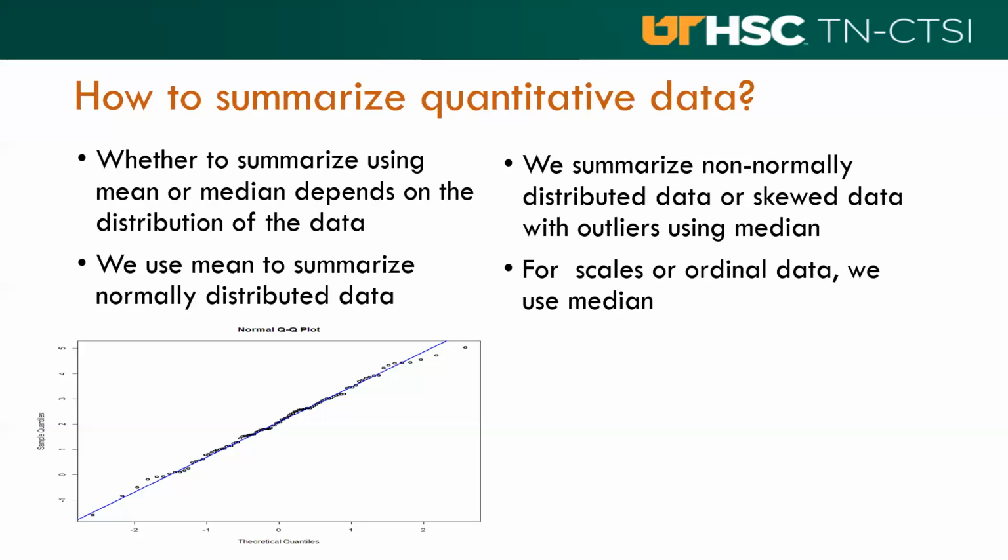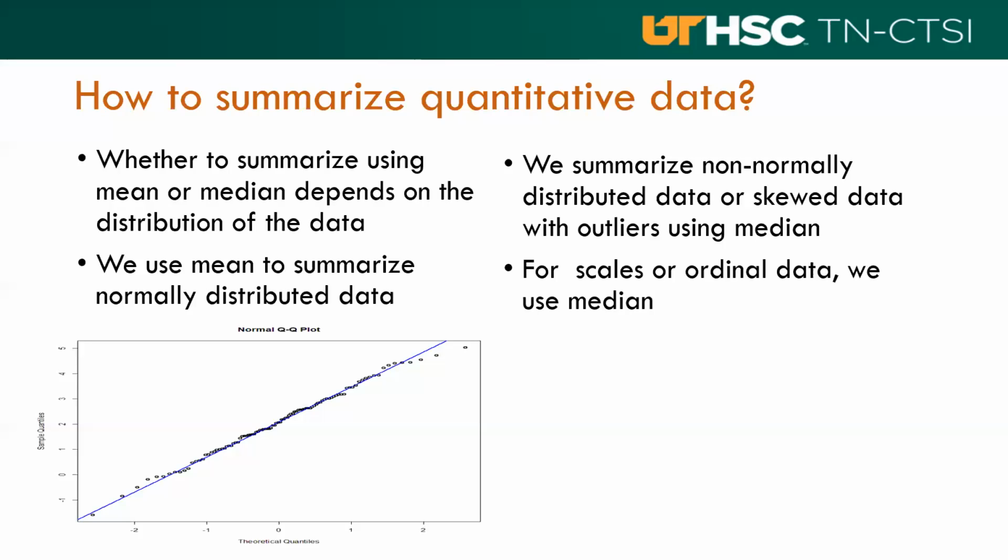If the data deviates a lot from the straight line, as in this figure, the data might be dispersed all over the place. In that case, the data is not normally distributed. So if the data is not normally distributed, we would rather report the median than the mean. We summarize non-normally distributed data, or skewed data, or data with outliers using the median, but for data that's normally distributed and comes from a normally distributed population, we report the mean.